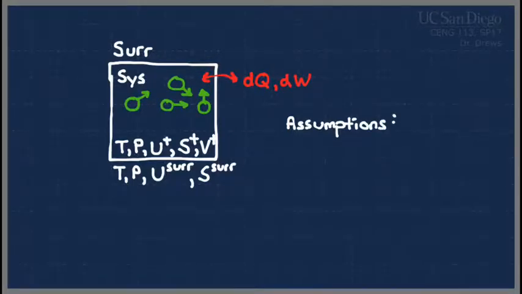And then once we apply these assumptions, we're going to figure out what the first law says, what the second law says. These assumptions are, one, temperature and pressure are both constant and uniform.